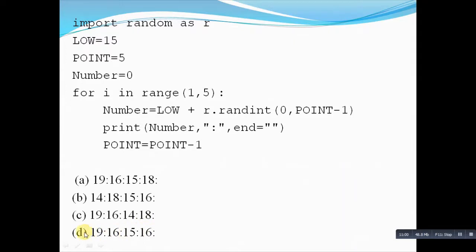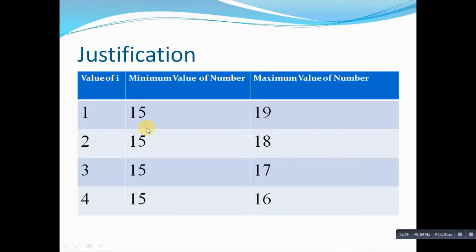So from this point of view, only option D is the correct option. Now let us see how to justify this one. The justification is, when the value of I is 1, then the minimum value of the number is 15 and the maximum value of the number is 18. So any number between 15 to 18 may be there. When the value of I is 2, then the minimum is 15 and maximum is 18. When it is 3, 15 to 17, and when it is 4, 15 to 16.